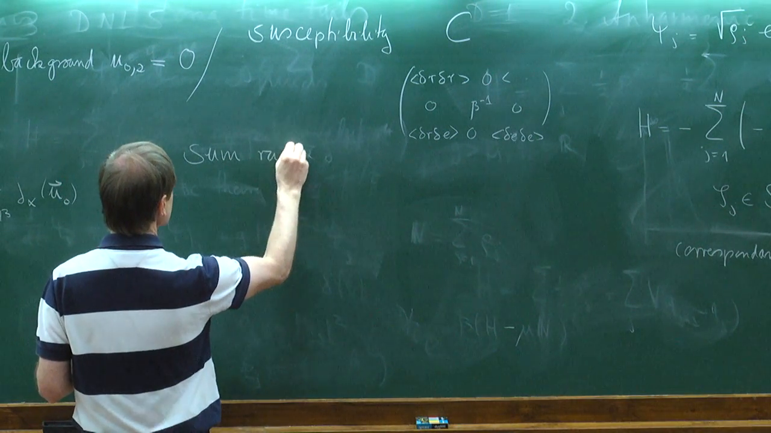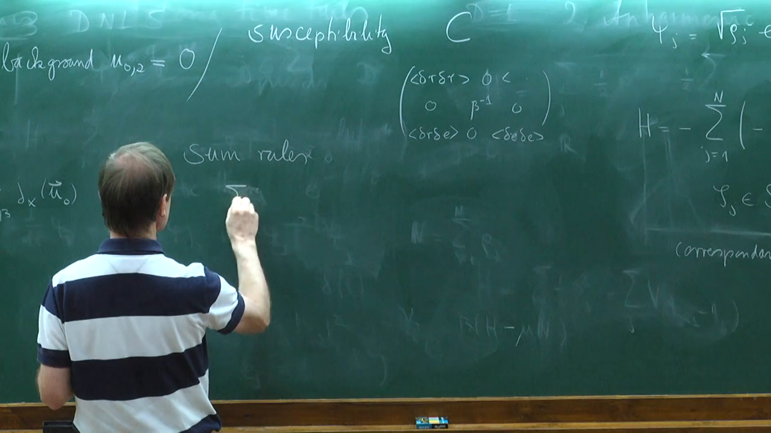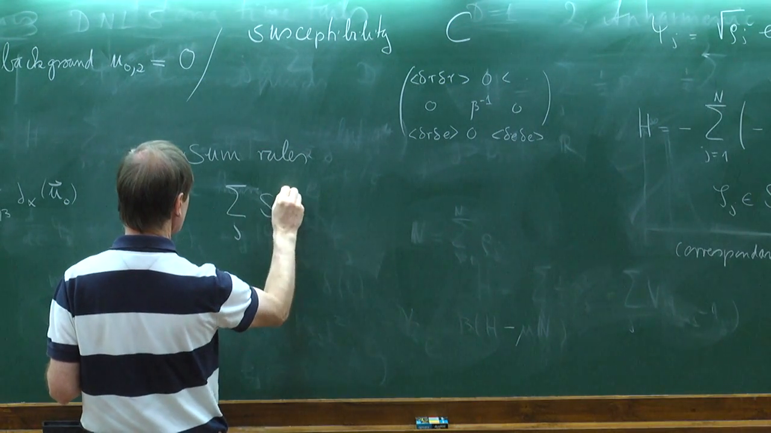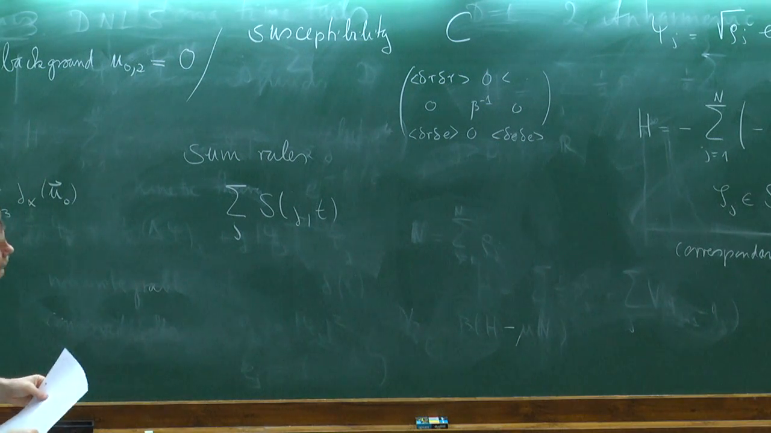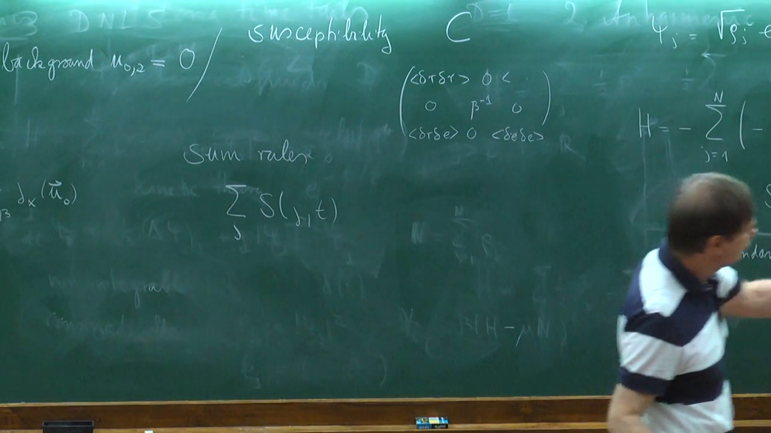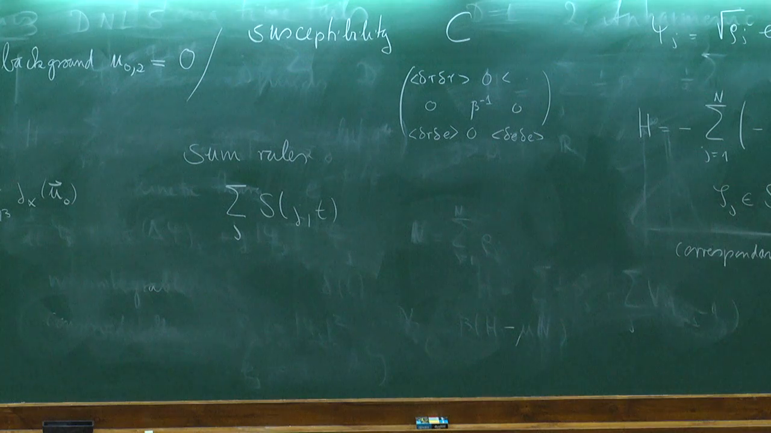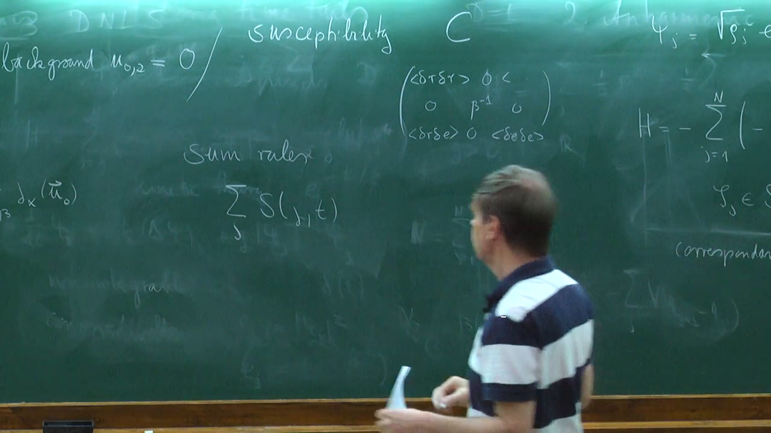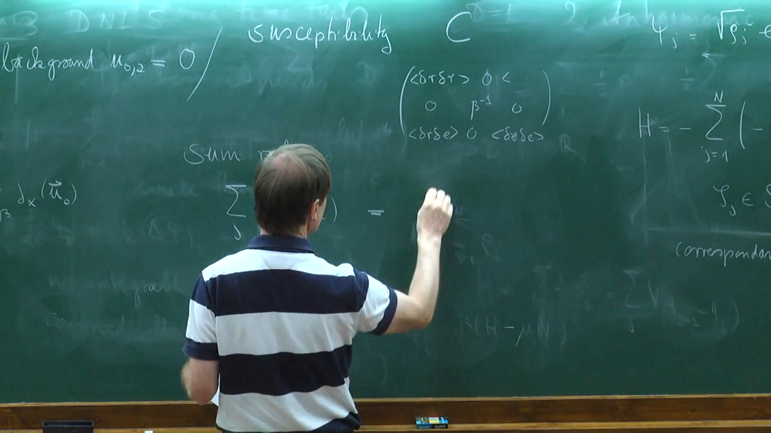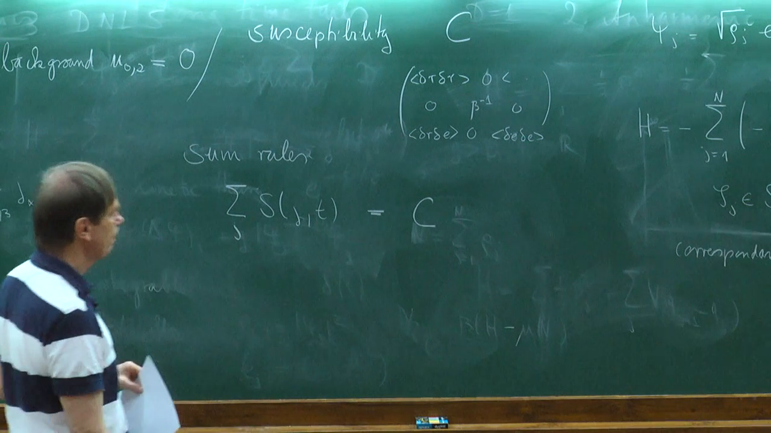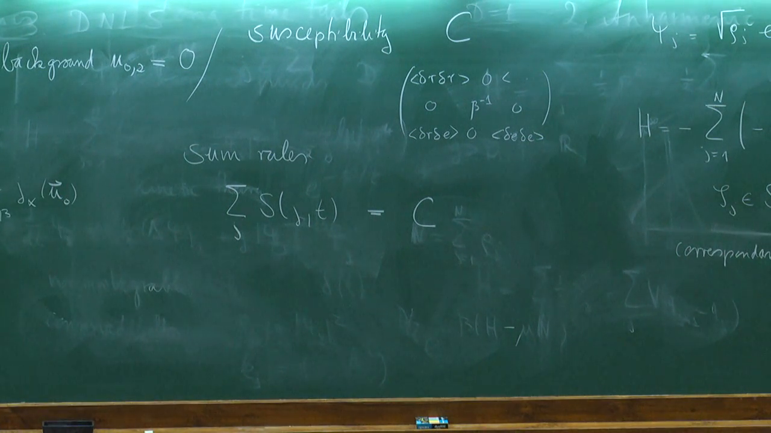Now there's a first sum rule which is very easy to understand. If I take this object here and sum it over all J, this is a conserved quantity, so this should be independent of time. And so what is left over is only its value at time t equals 0, and that's exactly what I've written down here. So this is equal to C. Okay, so this is just the conservation law.